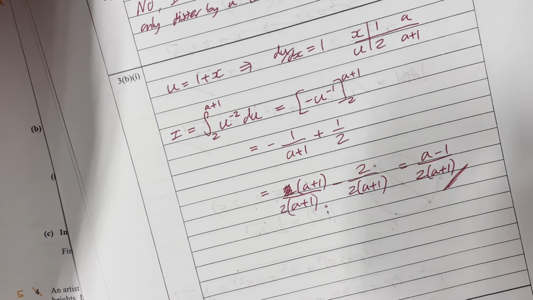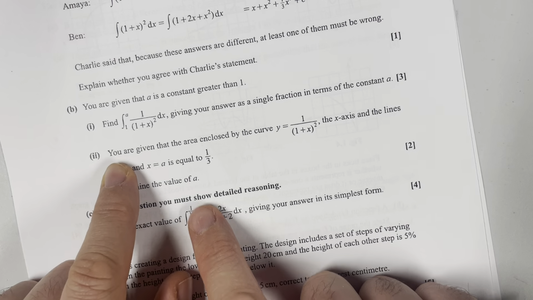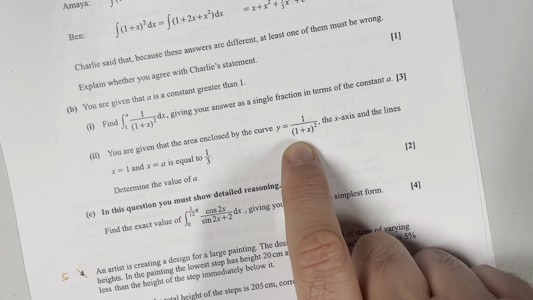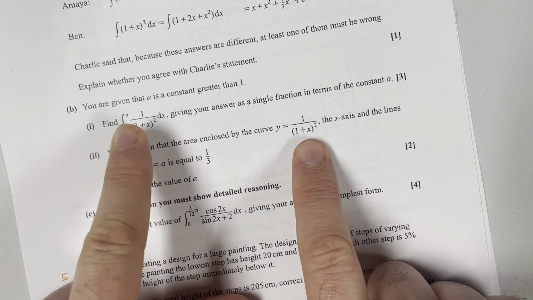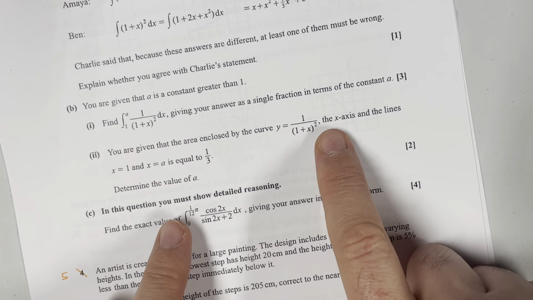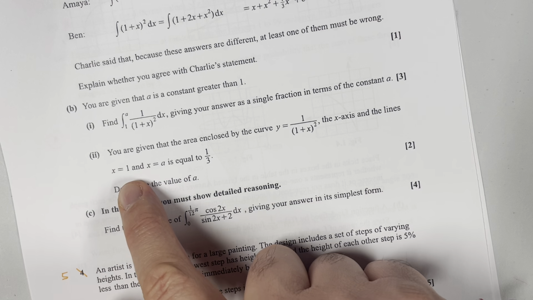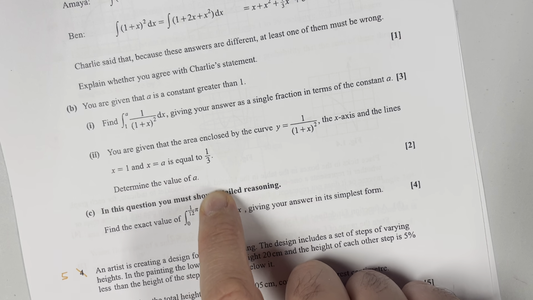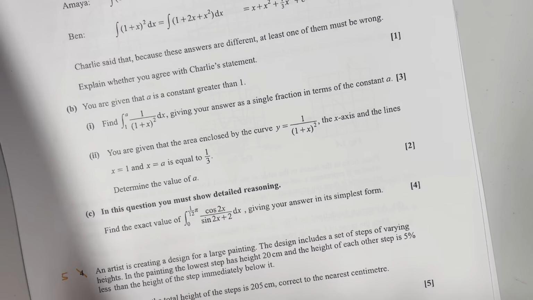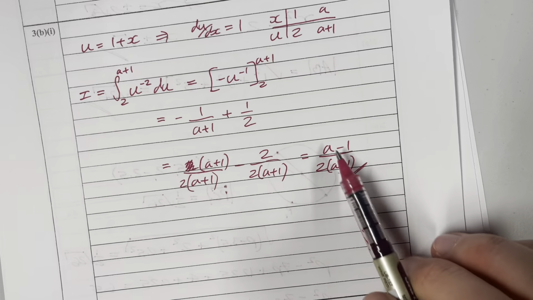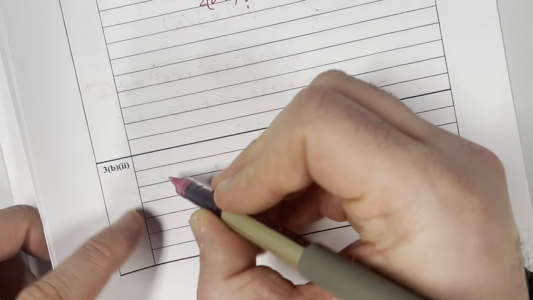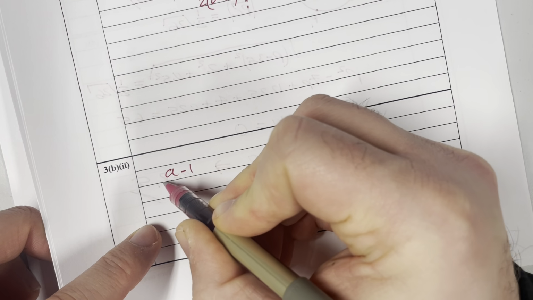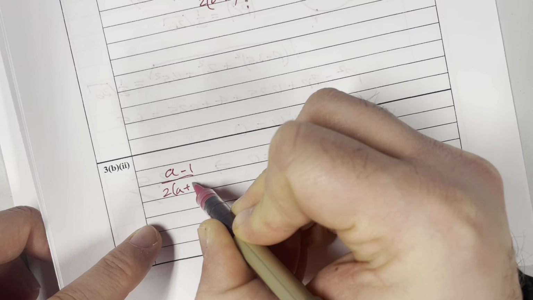Part B, part 2. You are given that the area enclosed by this curve, the same curve as the integrand from the integral up here, the x-axis and the lines x equals 1 and x equals a, is equal to a third. Determine the value of a. So all we're going to do is take our answer from up here and set it equal to a third, and then solve it, rejecting any answers that are less than 1.